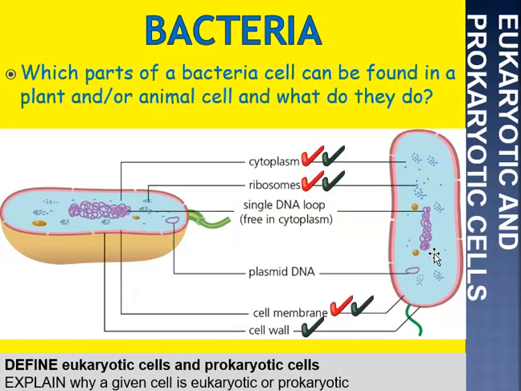Okay, so if we look at that, the red tick represents animal cells, and the black tick represents plant cells. So you can see the cytoplasm is found in the plant cell, the animal cell, and bacteria. Ribosomes are found in plant cells, animal cells, and bacteria. Cell membrane is found in plant cells, animals, and bacteria, whereas a cell wall is just bacteria and plant cells. Animal cells do not have a cell wall.